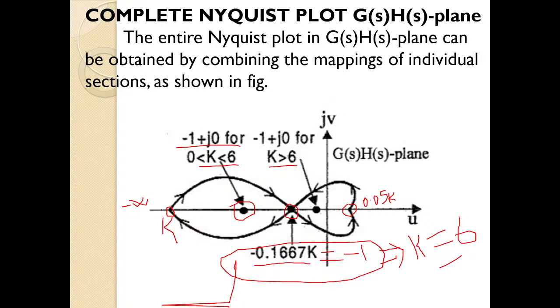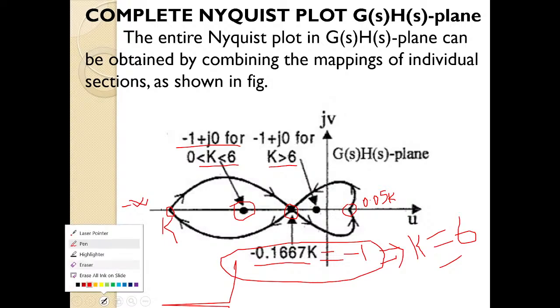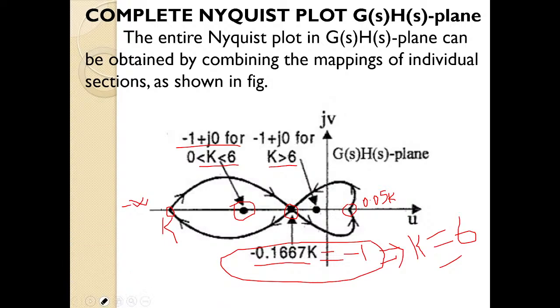Once again, I am repeating. We have assumed -0.1667 k equal to -1, so this point is assumed to be the -1 plus j0 point. If you solve it, you will get k equal to 6. But we can't say k is equal to 6 in general, since we have assumed -0.1667 k equal to -1 to get this value. The k value can be less than 6 or greater than 6.